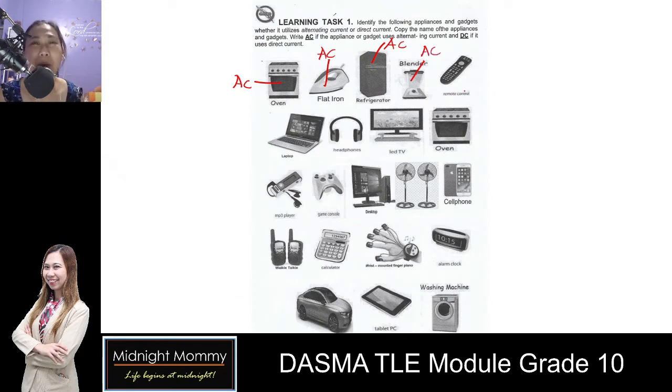Remote control, okay, so kailangan natin dito ng battery, kaya ito ay DC. Next, laptop, okay, medyo confusing to kasi actually, pwede rin natin to isaksak ng diretso kapag wala na siyang battery, di ba? So, pero generally speaking, meron siyang battery, may battery pack siya, so DC to. Ganun din yung headphones, 'di ba? So, pwede kang maglagay ng battery diyan lalo na kapag wireless siya. So, this one is DC.